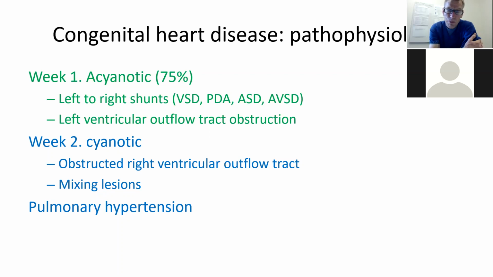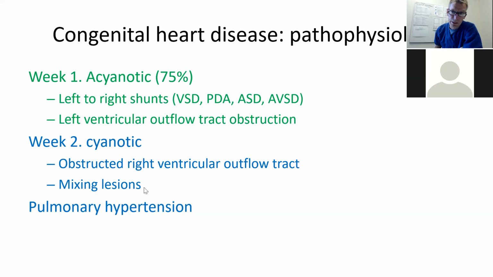And the two major causes of cyanotic heart disease are obstructions to the right ventricular outflow tract. So last week we talked about obstructions to the left ventricular outflow tract, so aortic stenosis, coarctation, anything that obstructs the outflow tract of the left ventricle, so the aortic valve or the aorta. And this week we're going to be talking about conditions that obstruct the right ventricular outflow tract, so the pulmonary valve or the infundibulum or the ventricle itself particularly.